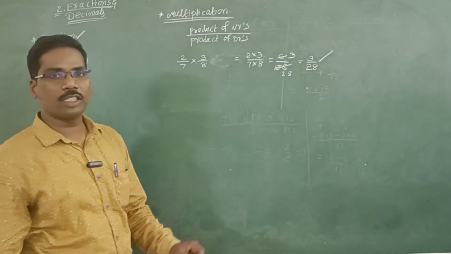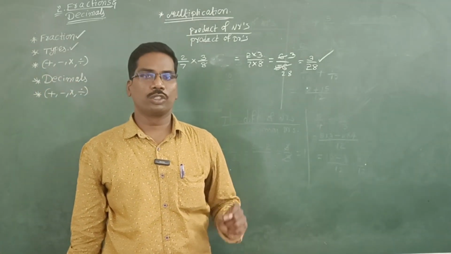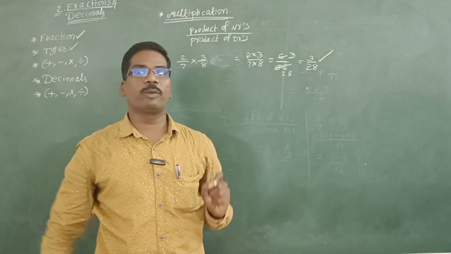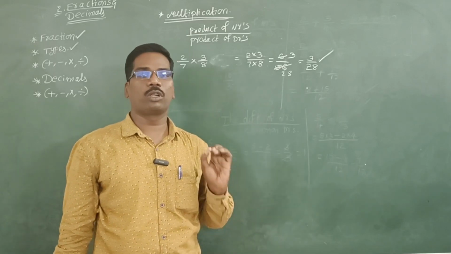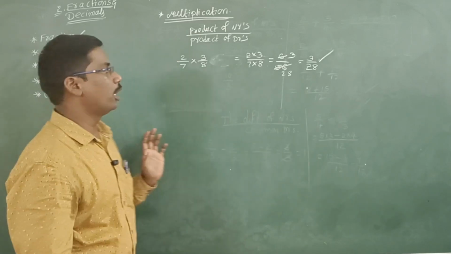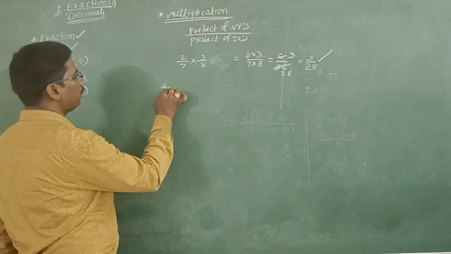In fractions, multiplication is very easy. So you have to do the product of the numerators by the product of the denominators. Next, division.